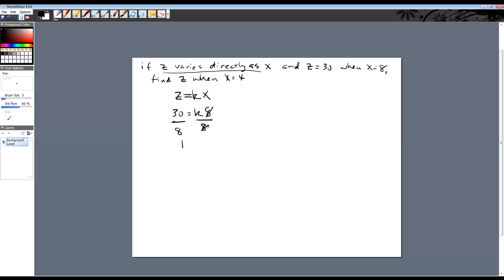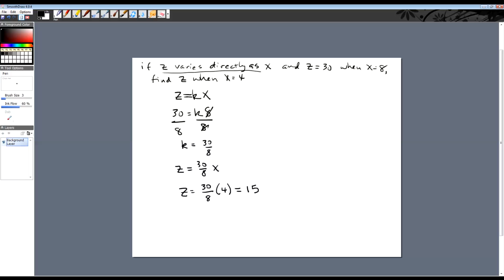So any number divided by itself. What we're left with is k equals 30 over 8. So our formula becomes z equals 30 over 8 times x. Now we're supposed to find z when x equals 4. So we take this value of 4 and plug it into this variable here. So z equals 30 divided by 8 times 4, or 30 times 4 divided by 8, which gives us 15.